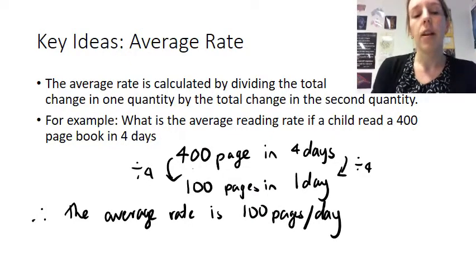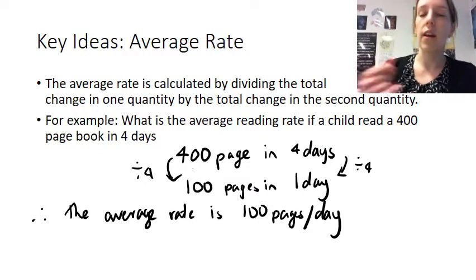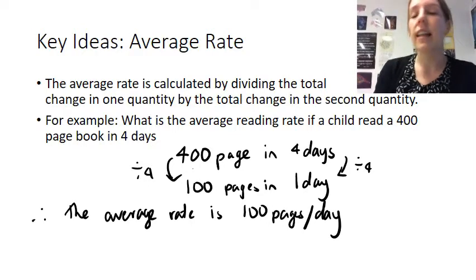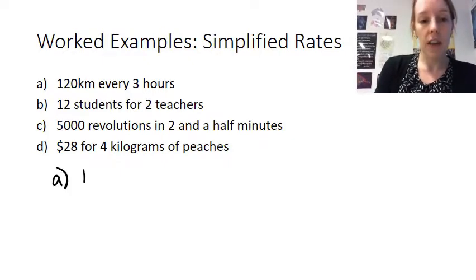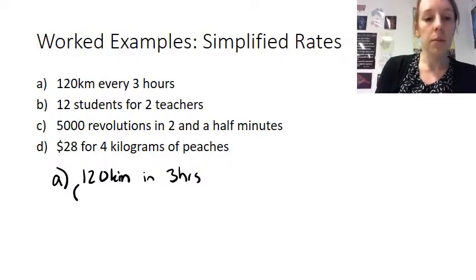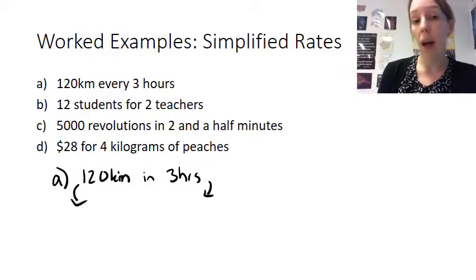There we go. As I said, it doesn't necessarily mean that they did read 100 the first day, 100 the second, 100 the third, and 100 the fourth day. They may have read more one day and less the other, but on average, they're reading about 100 pages per day. Okay, so we've got some worked examples here. We're going to have to do some simplified rates. So the first one, we have 120 kilometers in 3 hours. So we're going to simplify that to work out how much they're going per hour.